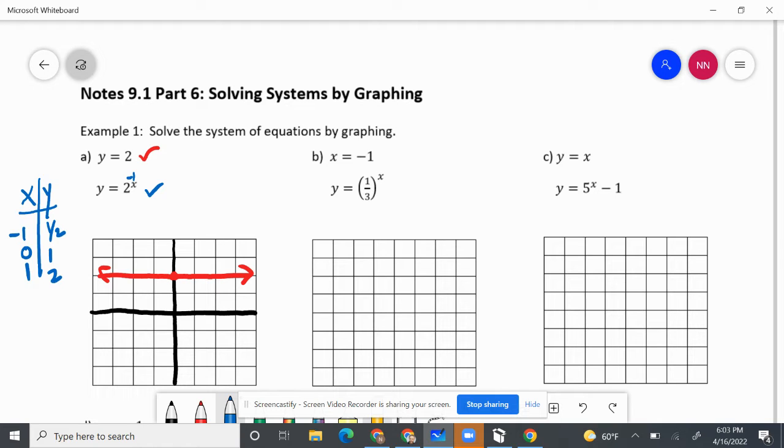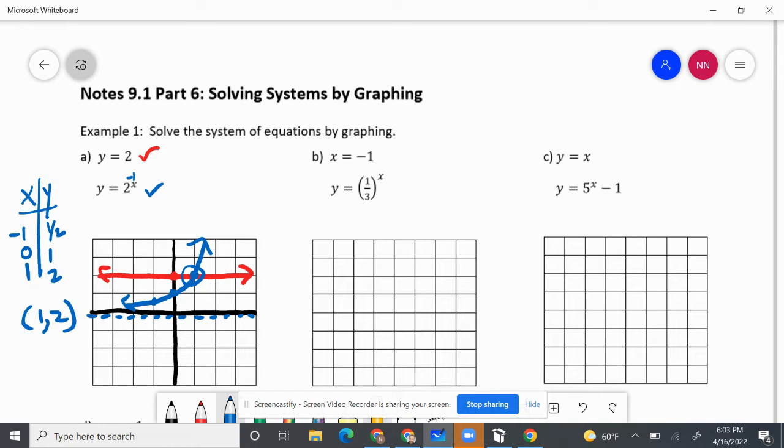So I have -1 and 1/2, I have 0 and 1, and I have 1 and 2. I have a horizontal asymptote at 0, and I draw my line. I see that it intersects at the point 1 and 2.